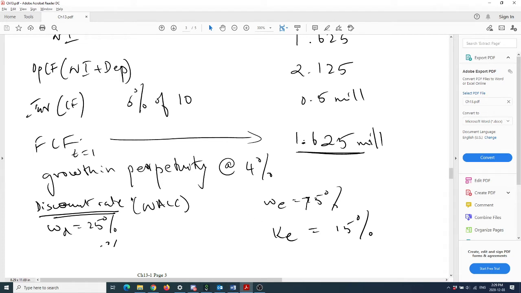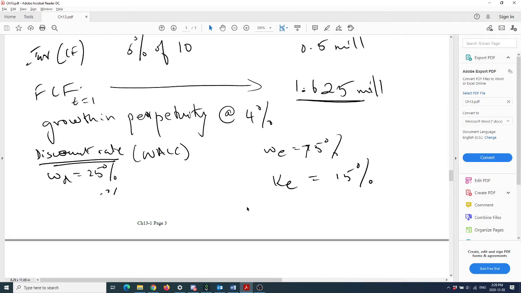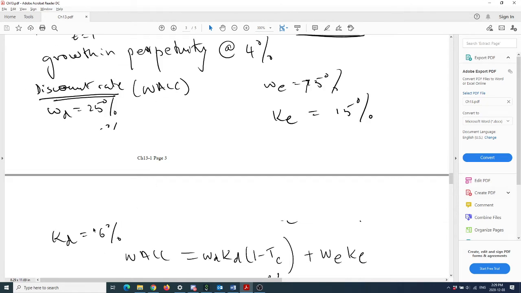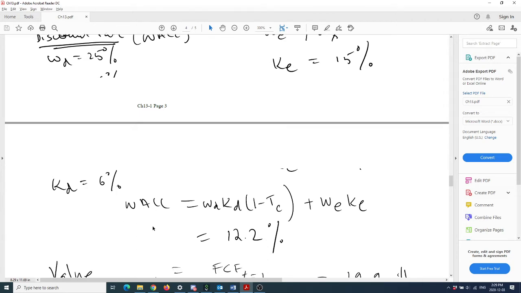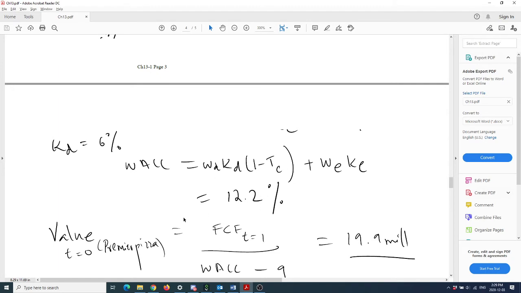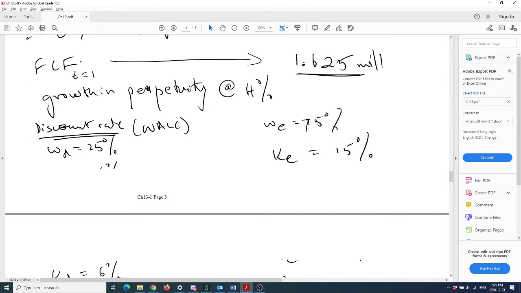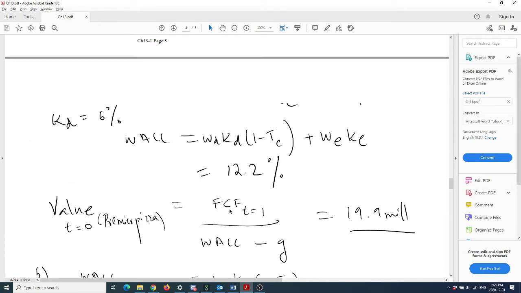To calculate the WACC, the weight of debt is 25% and the weight of equity is 75%. The cost of equity, required by the two graduates, Boris and Isabella, is given as 15%, and the cost of debt is given as 6%. From that you can calculate the weighted average cost of capital at 12.2%. Since it's growth in perpetuity, you use the perpetual growth model: the free cash flow divided by the weighted average cost of capital minus the growth rate, and that gives you a value of 19.9 million.